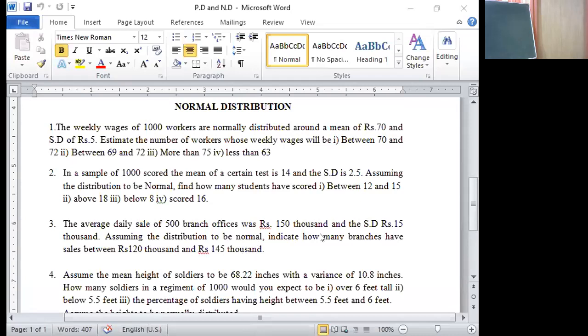Second problem completed. Second one, normal distribution. Second problem, below 8, I hope we stopped there. Correct?